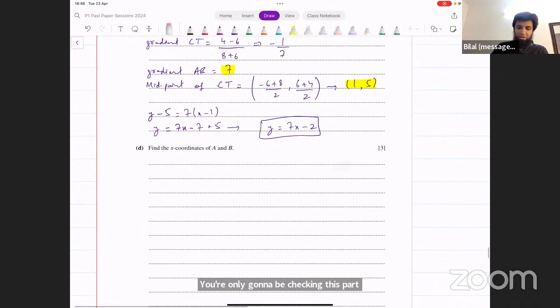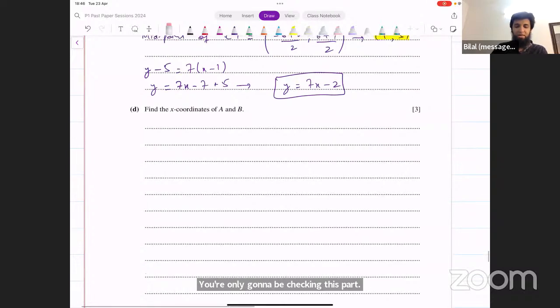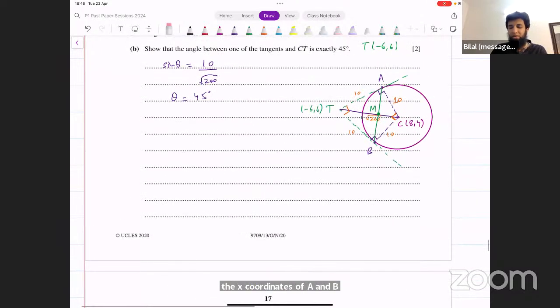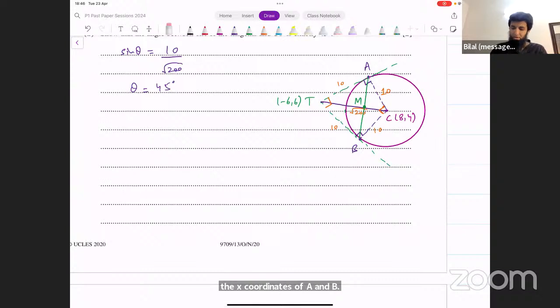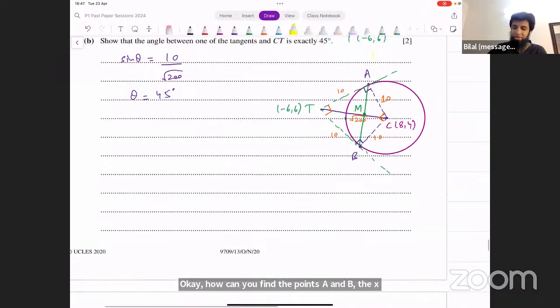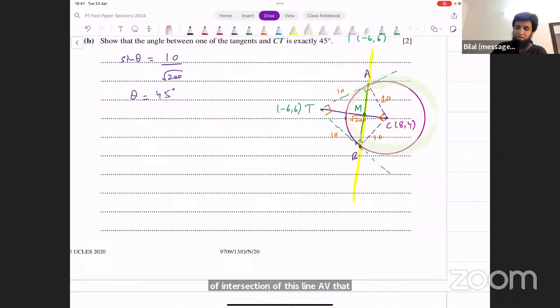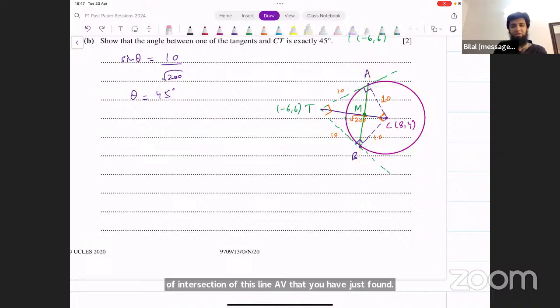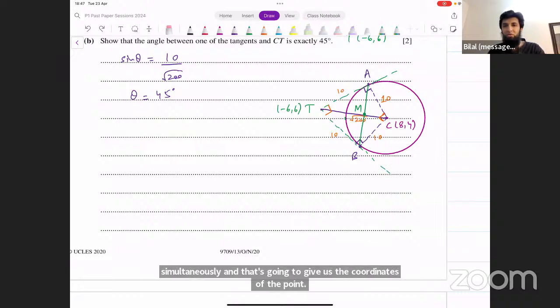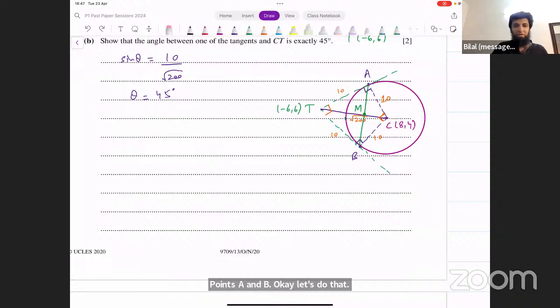Now let's look at the last part. It says, find the x coordinates of A and B. So now they ask you to find the points A and B. How can you find them? The x coordinates of these points are basically the points of intersection of this line AB that you have just found and the circle. So you just solve the equation of the circle and the equation of the line AB simultaneously, and that's going to give us the coordinates of the points A and B. Let's do that.